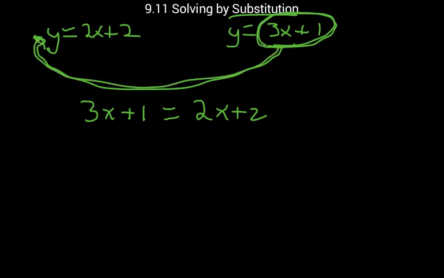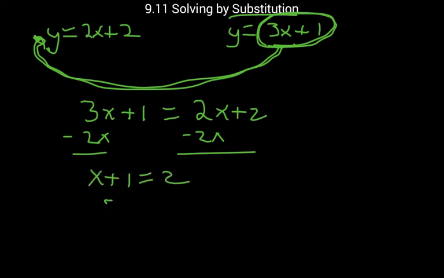Now I'm going to try to get x all by itself, so I'm going to subtract 2x from this side and subtract 2x from this side. So over here on the left I get x plus 1 equals 2. Then I'm going to subtract 1 from both sides. It's a very simple way to do things. So x would equal 1.